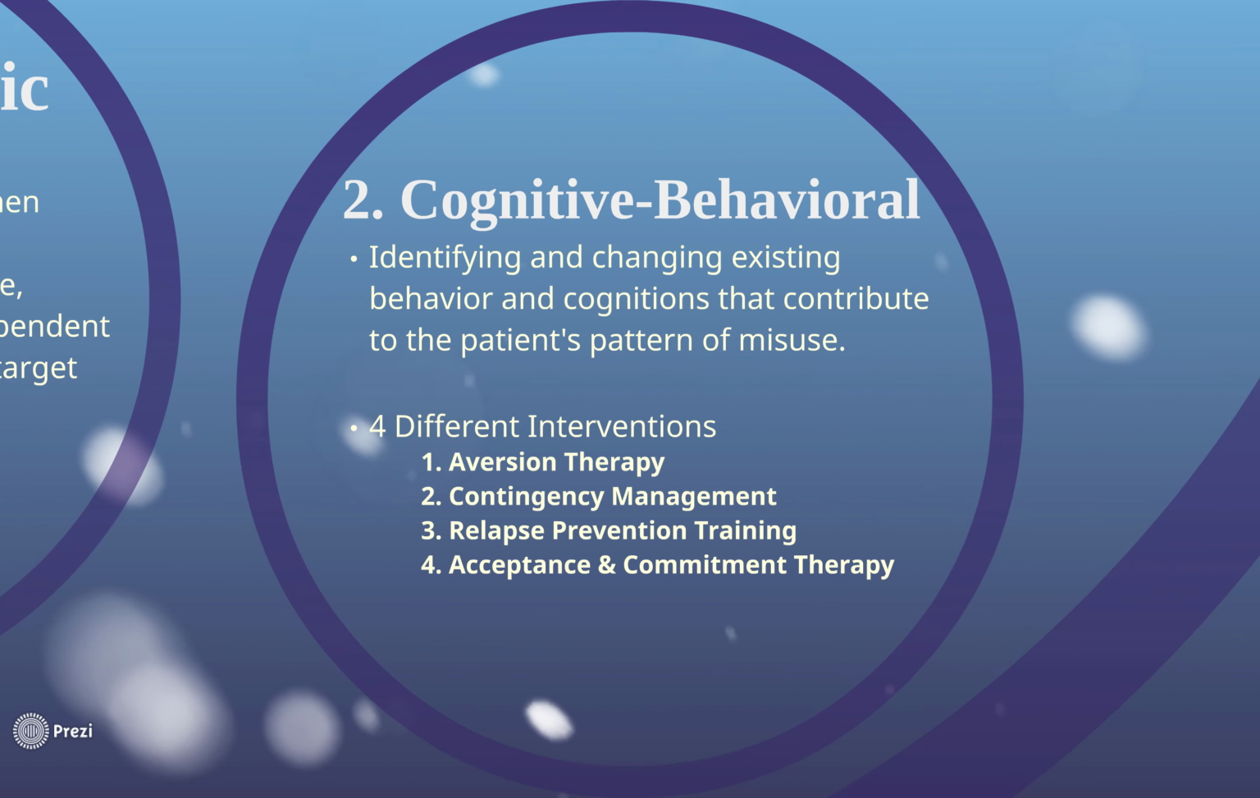The next approach is cognitive behavioral. With cognitive behavioral, therapists work to identify and change existing behavior and cognitions that contribute to the patient's pattern of misuse. There are 4 different types of interventions that associate with cognitive behavioral: aversion therapy, contingency management, relapse prevention training, and acceptance and commitment therapy.